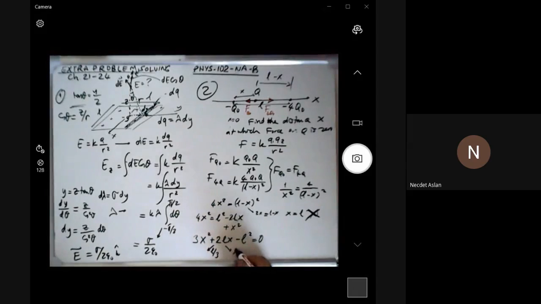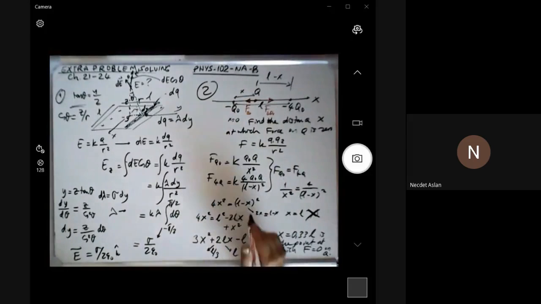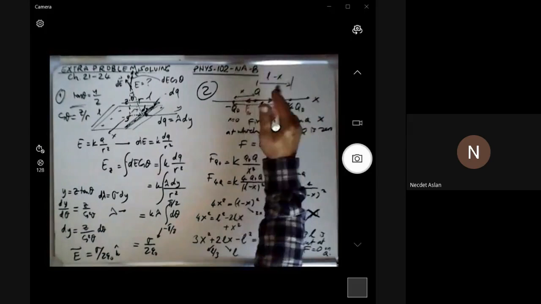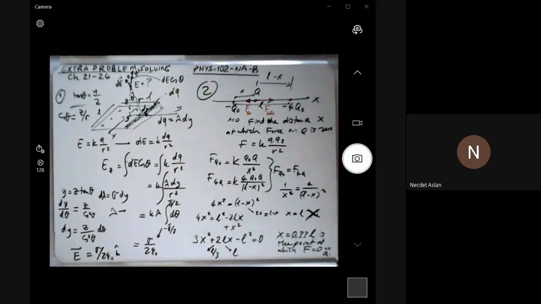And we found L, but L over 3 is the one which we will use, so that x equals 0.33 L is the point at which the force is equal to 0 on Q. So these two forces will be exactly equal to each other when we are 1/3 of the total distance away from this Q0. So this was the second example.